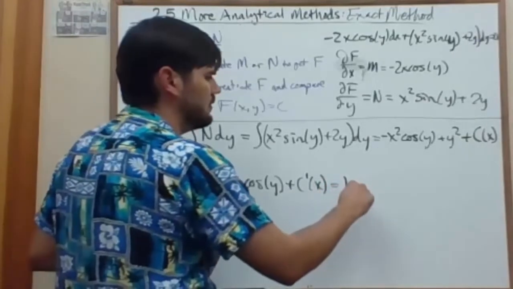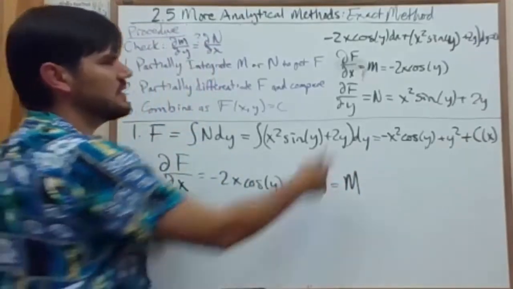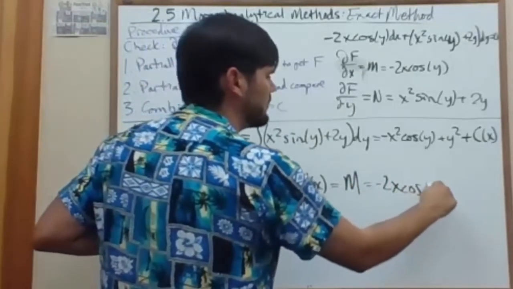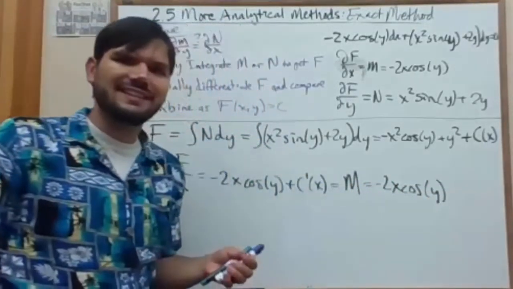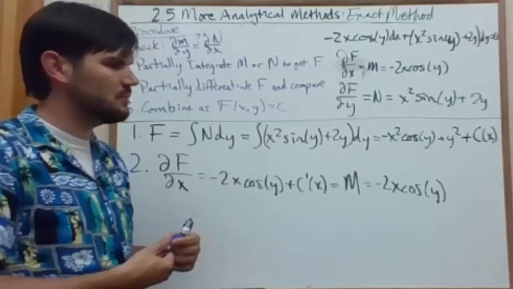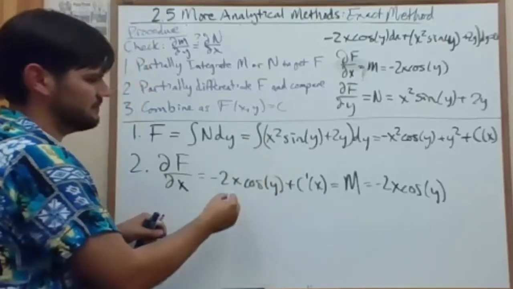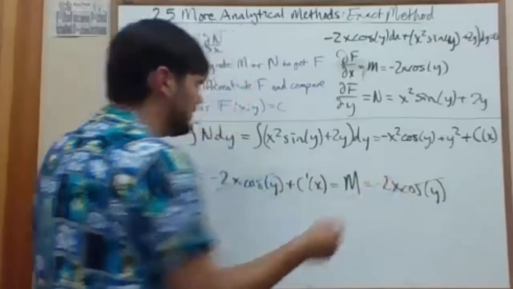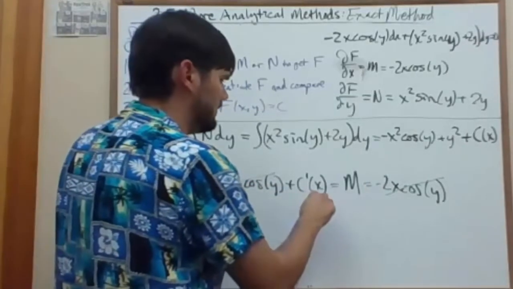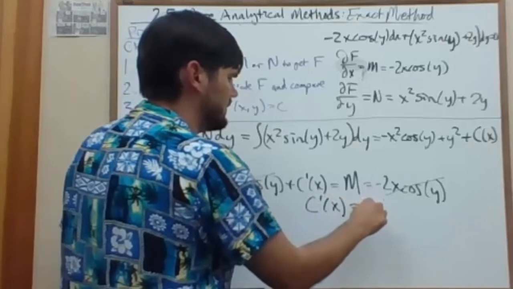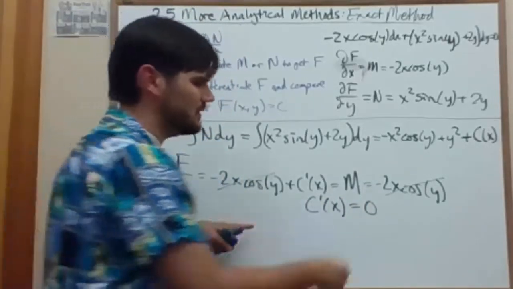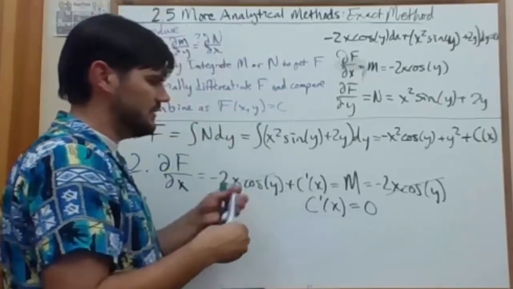And that should equal M, which is the x partial, which is negative 2x cosine of y. And hopefully you have a few things that you can cancel out. If you don't, you're in trouble and you should probably start over. So let's check. Those two are the same. They cancel, which leaves us with c prime of x is equal to 0. And the only way c prime of x can be equal to 0 is if, after integrating, we get a constant.